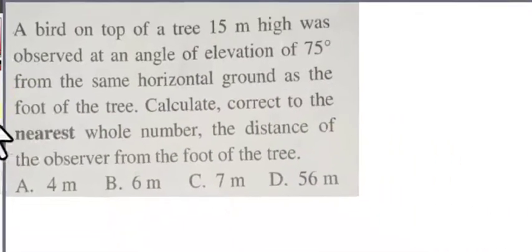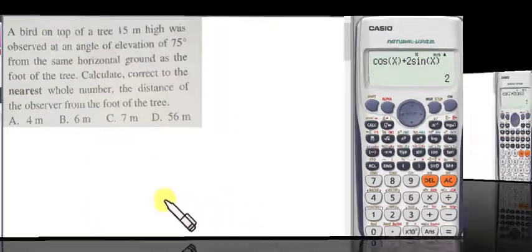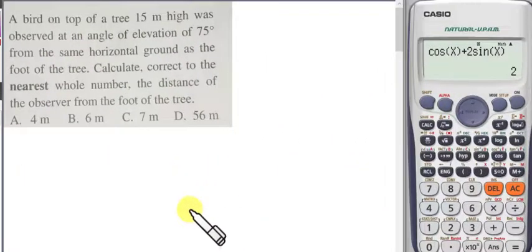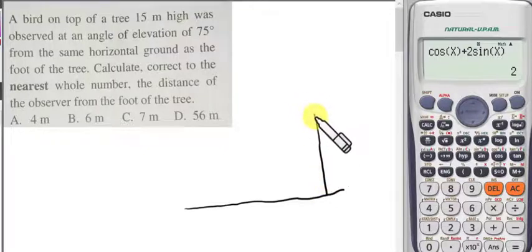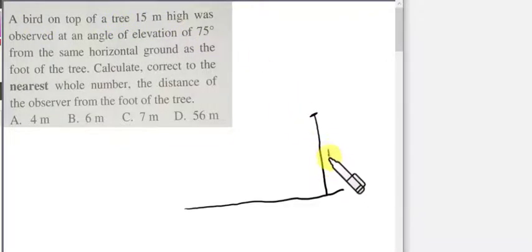So we have to draw this diagram first. What we have to do is to draw the horizontal ground. So let me draw a very straight line. Alright, so we are told that there is a tree and there is a bird on the tree. So let this be the tree. Okay, and we have the bird at the top of the tree, and we are told that a bird on top of a tree 15 meters high, so the height of the tree is 15 meters.